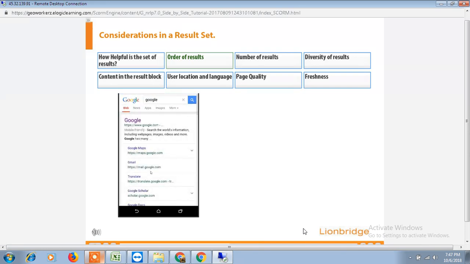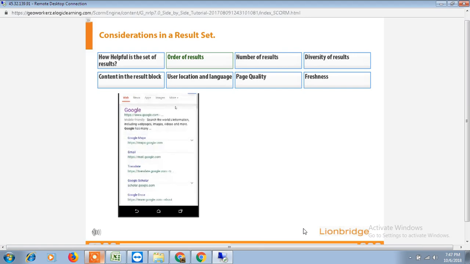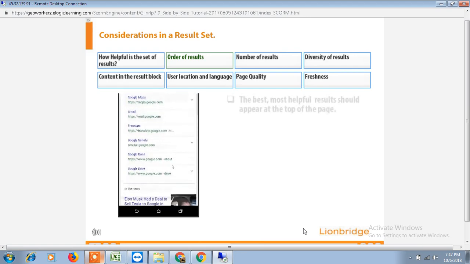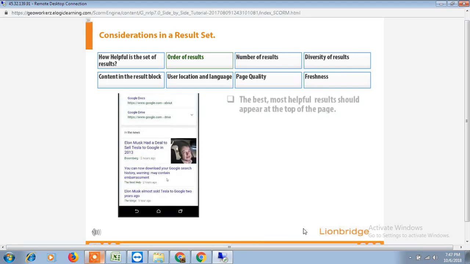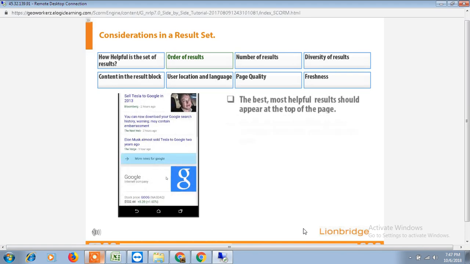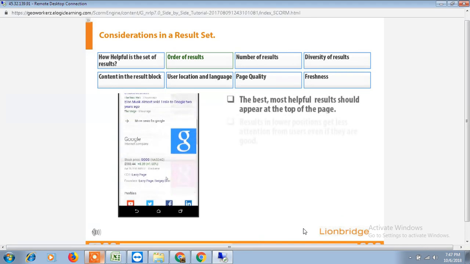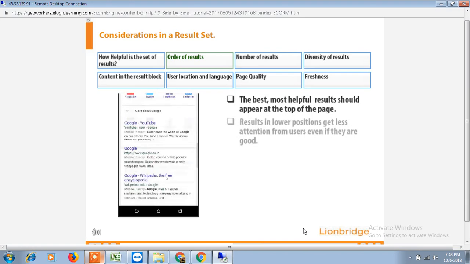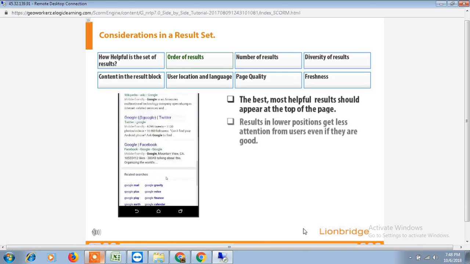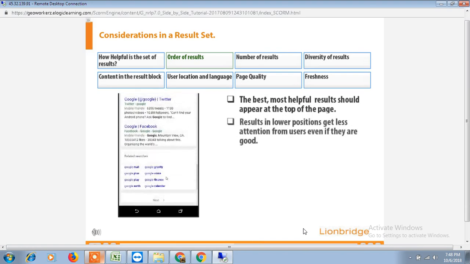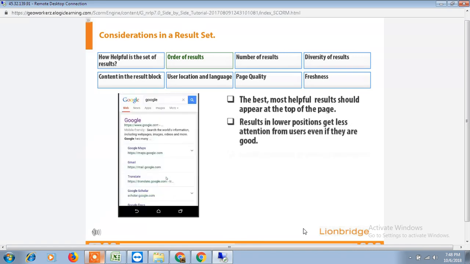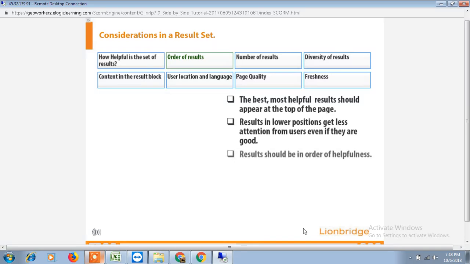Order of results. The order of results is extremely important. Most users look at the top results, so the best and most helpful results should appear at the top of the page. Results in lower positions get less attention from users, even if they are good. Useless results may discourage users from looking further down the page. Therefore, the results should be in order of helpfulness to users.